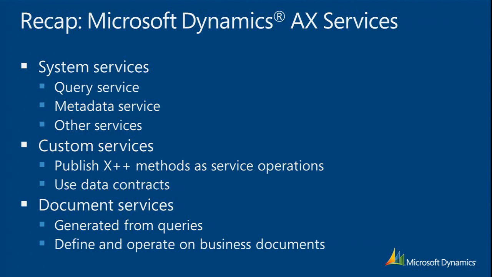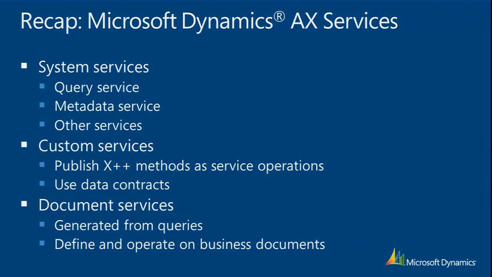I will show that in an example, like what the attributes look like, when we get to the demos. And the third class of services, most of you are probably most familiar with because this has been around the longest, is the class of document services. Those are services that you can generate from queries. So let's say you have a query in Dynamics AX. If that query satisfies certain constraints, you can apply a wizard to that query, and the wizard would generate all the artifacts that are necessary for you to expose that query for read and write access to external applications. Again, you can publish that through the application integration framework, but the wizard generates all the artifacts that are necessary for that.